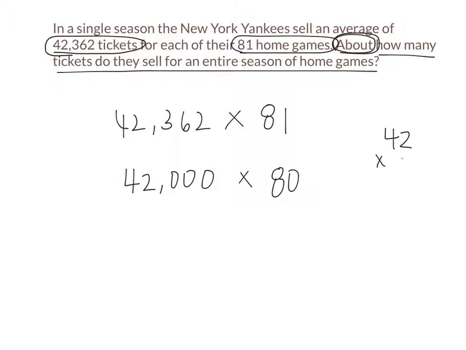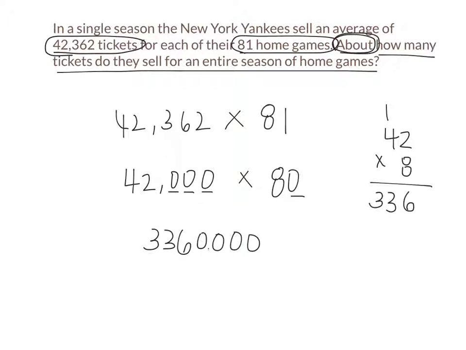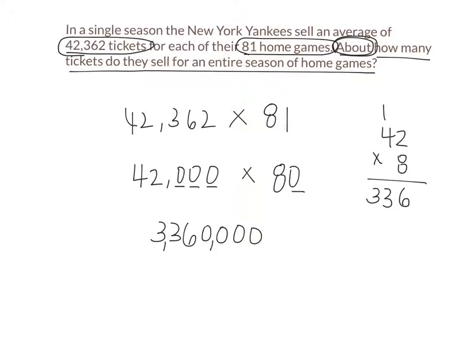42 times 8, right? 8 times 2 is 16. 8 times 4 is 32. Plus 1 is 33. So 42 times 8 is 336. So I can write 336, and I can look to see I have 1, 2, 3, 4 factors of 10. So I need to add 4 zeros. So I could say they sell about 3,360,000 tickets.